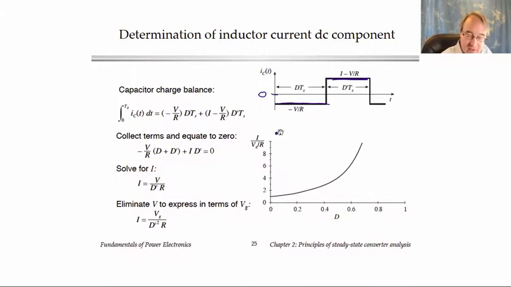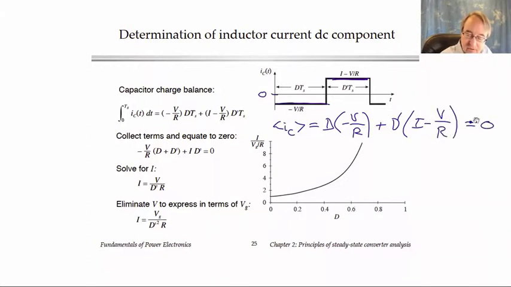So the average capacitor current will be d times the value during the first interval, minus V over R, plus d' times the value during the second interval, I minus V over R, and that's equal to 0 in steady state. So given that, that's this equation. We can solve this equation for capital I.